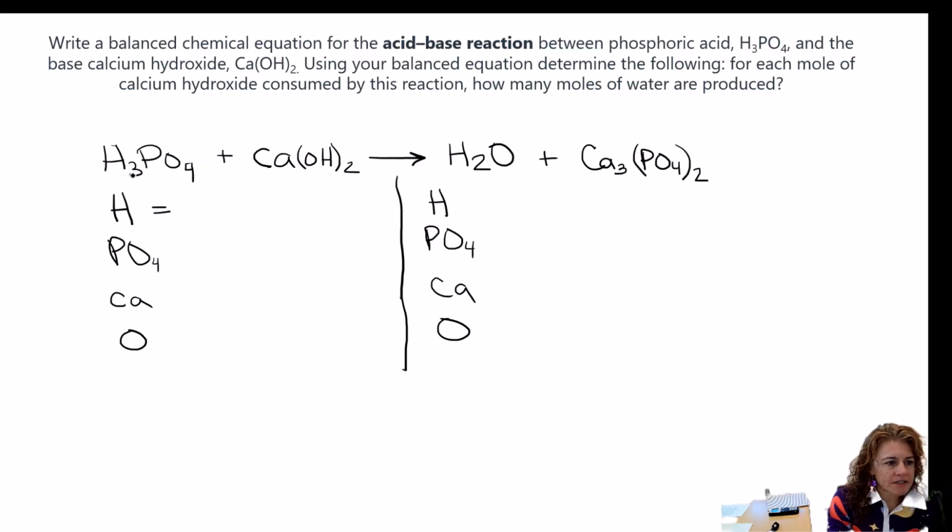So on the reactant side, I've got 3 hydrogens from my acid. And I also have hydrogen over here from the base. So distribute this 2 through. I've also got 2 hydrogens from the base. So 3 from the acid plus 2 from the base gives me a total of 5 hydrogens. I've got 1 of the phosphates, 1 of the calciums, and again, 2 oxygens.